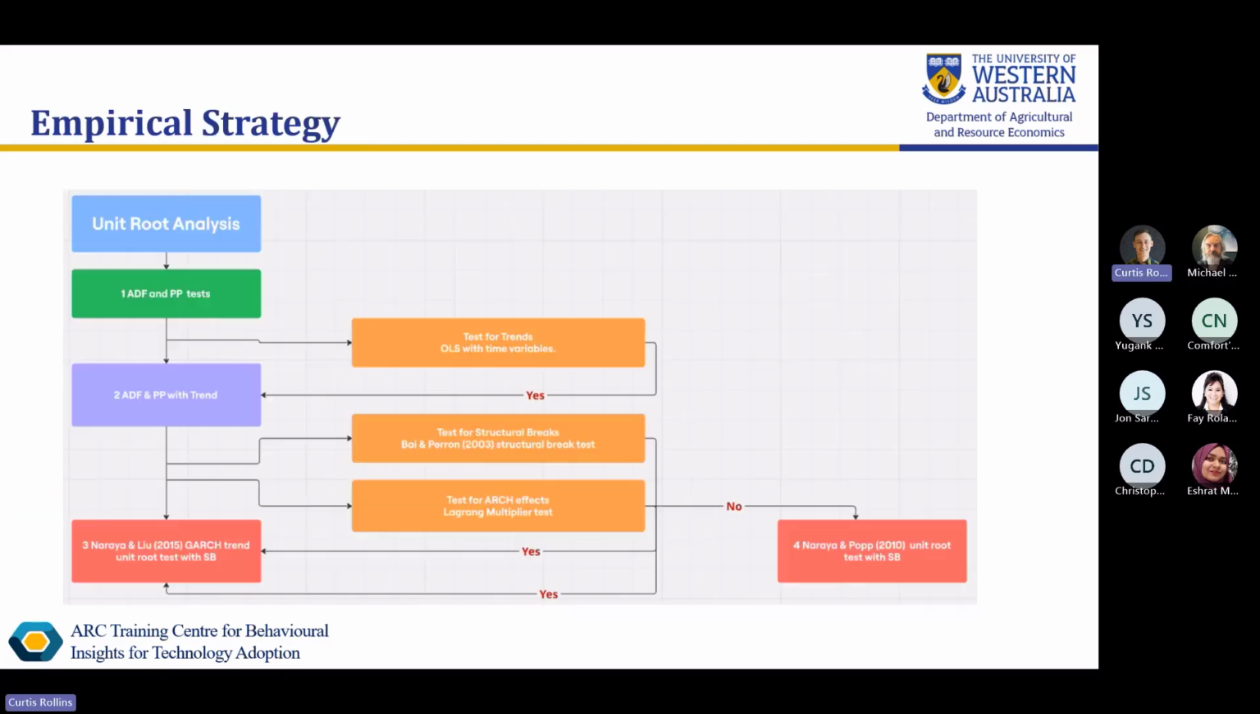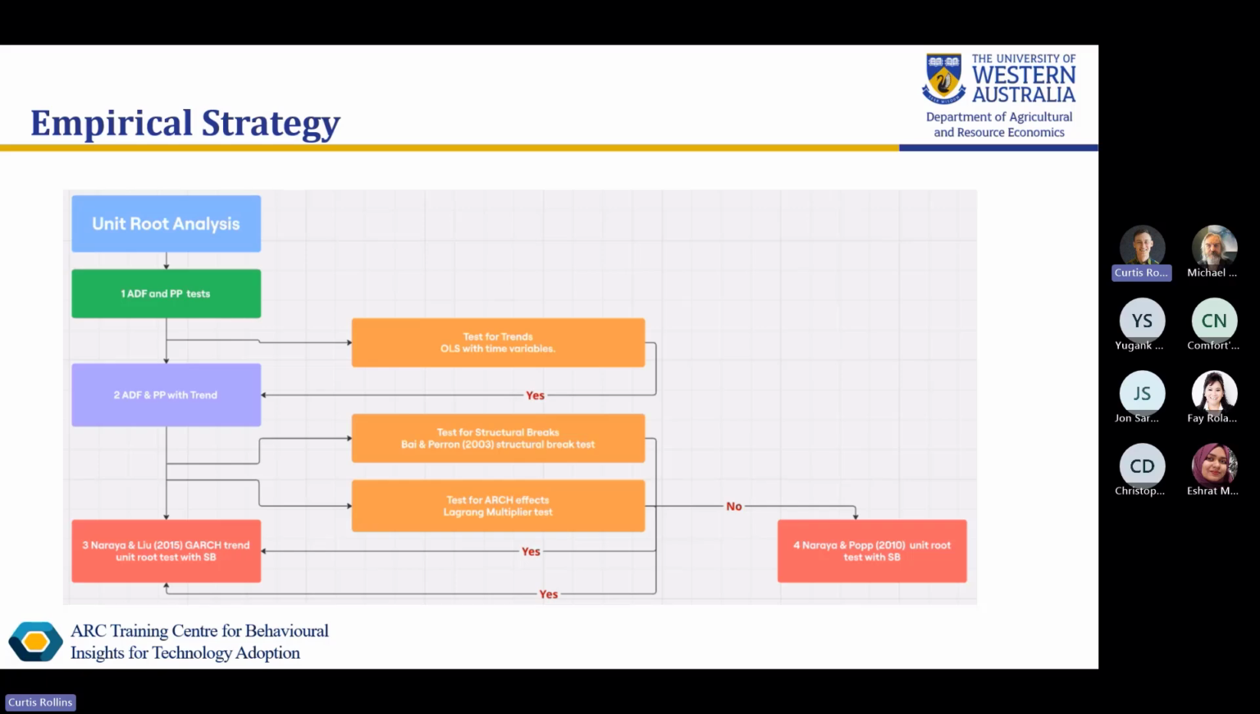So for empirical strategy, I start with the conventional augmented Dickey-Fuller and Phillips-Perron tests without trend. And I test for the trends with simple OLS regression with trend variables. If I find that, then I extend the ADF and Phillips-Perron tests by including the trend. And then I test for the structural breaks using the Bai and Perron 2003 multiple structural break test, and also test for heteroscedasticity using the Lagrange multiplier test.